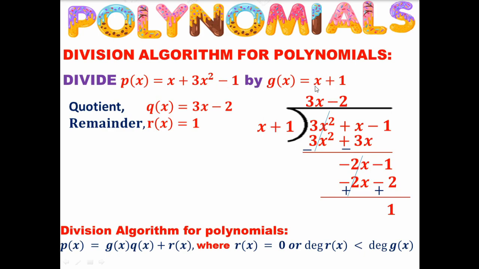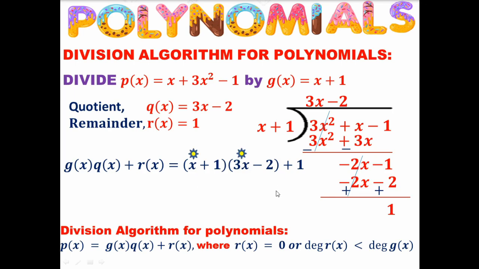Just now we have divided these two polynomials and got the quotient and remainder. Now let me find whether g of x into q of x plus r of x is equal to p of x or not. Let's substitute g of x equal x plus 1, q of x is 3x minus 2, plus r of x is 1. Let me multiply the two polynomials first. First let me multiply x and 3x so that I get 3x square. Then multiply x and minus 2 to get minus 2x. So term by term we are multiplying. Next multiply 1 and 3x so I get plus 3x. Then multiply 1 and minus 2 to get minus 2. Then we have r of x, 1 here, so let me take that plus 1 also.